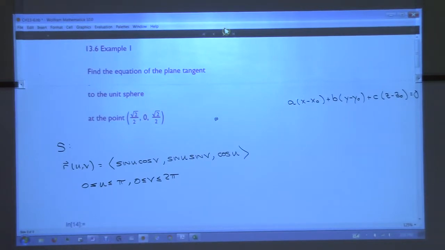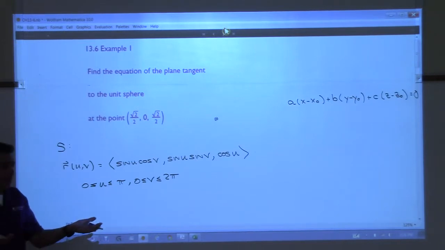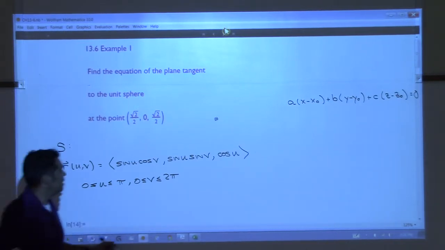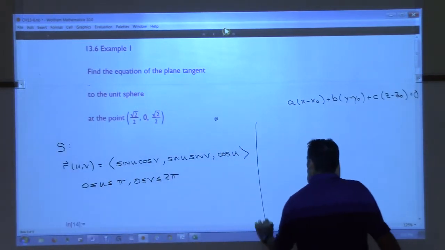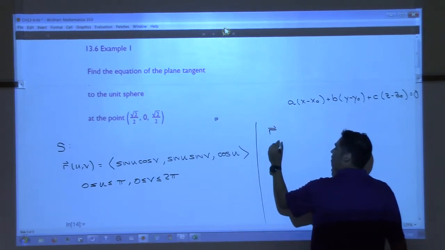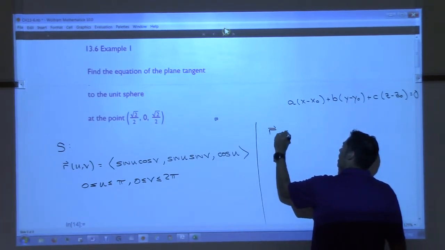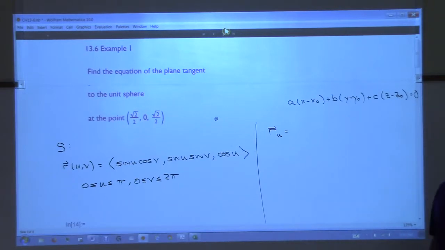Okay, so now what we need to do is look at the partials, because the partial derivatives are going to give us those two vectors, right? So let's now take a look at what the partial of the R function is with respect to u. And that means we're holding v constant, and we're taking the derivative of this.